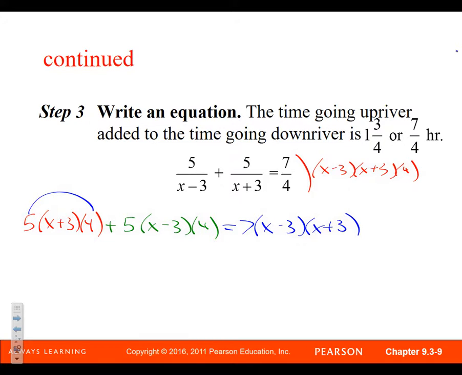This is just 20, so that's 20x plus 60. So that's just 20x plus 60. That's another 20x minus 60. Because this is 20, right? So 20 times x is 20x, and then 20 times 3 is the negative 60.